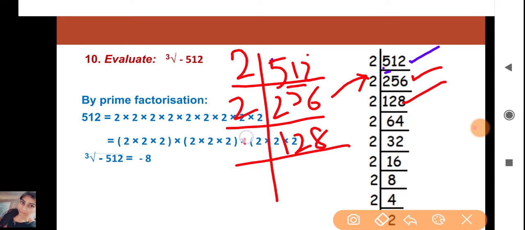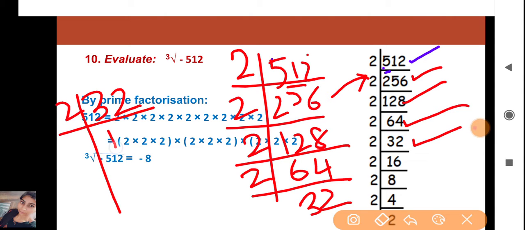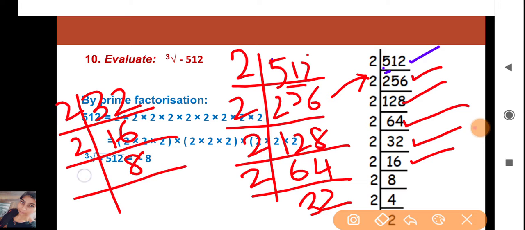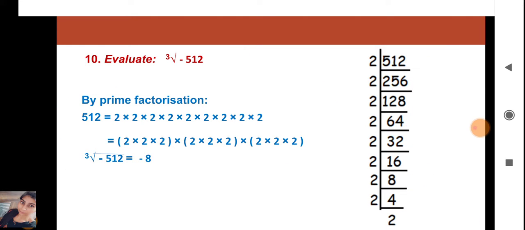Again with 2, 2 threes are 6, 2 twos are 4. I'll start from here, 32. 2 ones are 2, 2 sixes are 12, then again 2 eights are 16, 2 fours are 8, 2 twos are 4, and 2 ones are 2. So now we are going to make the groups, 1 2 3, right? Then 1 2 3, then 1 2 3, right?